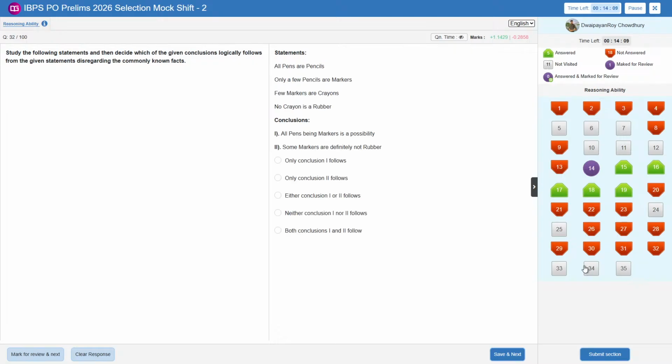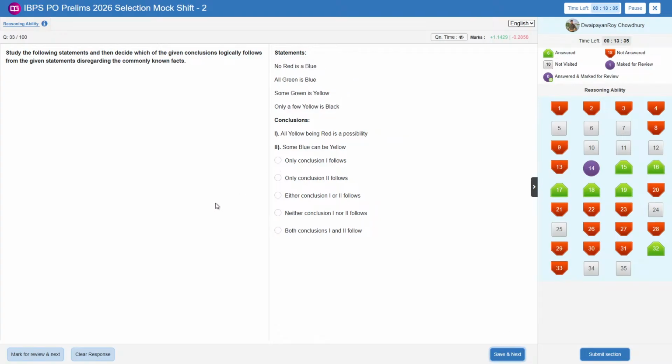3 questions. All pens, pencils, only a few pencils. Marker, few markers. Crayons, no crayon. Rubber. All pens being markers, it's not a possibility. Okay, all pens being markers, yes, it's a possibility. Then some markers are definitely not rubbers. True, both.